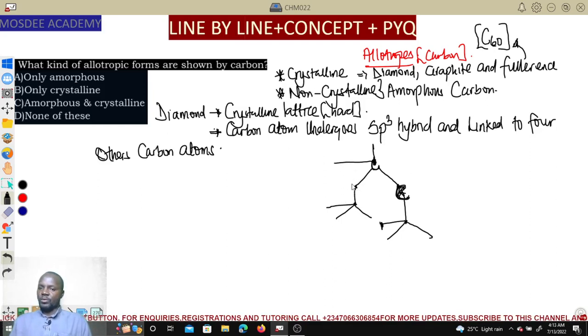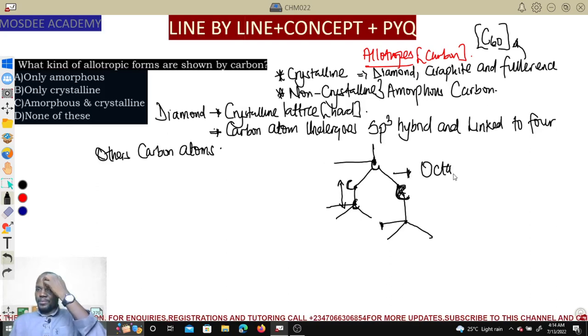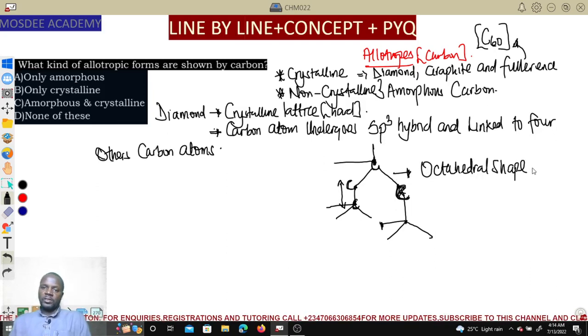So they talk about the carbon-carbon length in diamond. I'm trying to draw diamond. The shape generally is a tetrahedral shape. Like I said, if you want to check the ring shape, you continue drawing like that, 4, 4, 4, 4. So each carbon center atom is sp3 hybridized. Please note that sp3 hybridized.